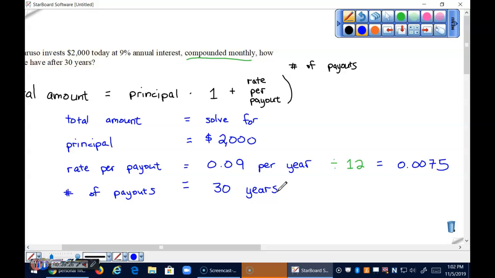Times it by 12. Why am I timesing it by 12? Because each year has 12, so you have to have 30 times 12. Each year has 12, so I have 30 of those 12s. Everyone okay with my blue stuff?